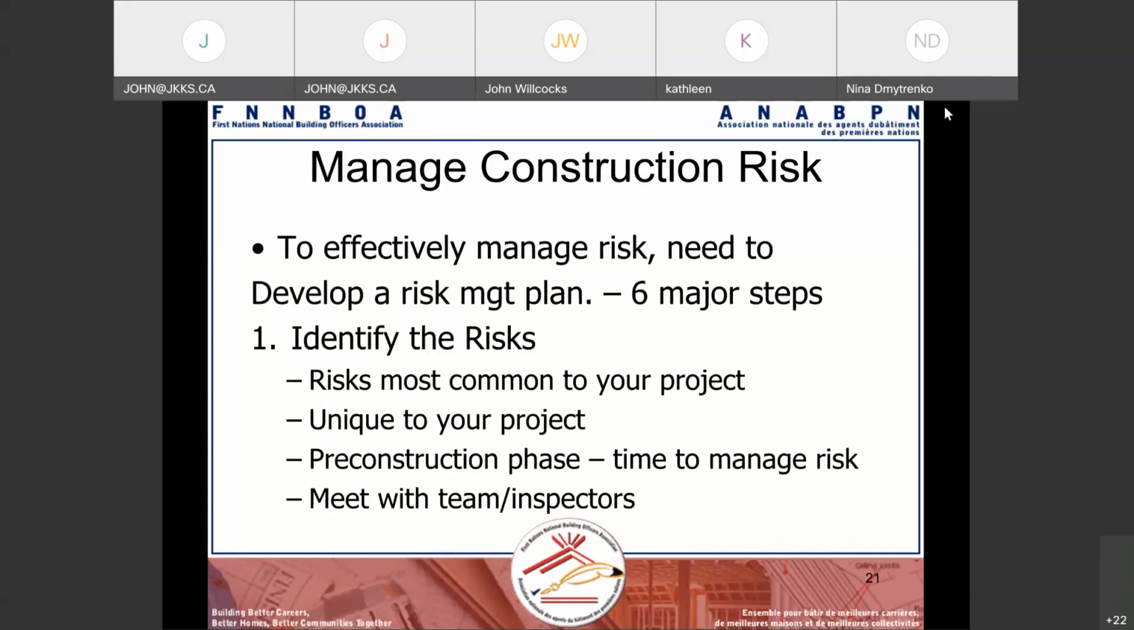So what I want to focus on is how to manage construction risk. So how to effectively manage risk? You need to develop a risk management plan. And I don't want to go into a lot of detail on how to do a risk management plan, but basically it involves risk identification, risk evaluation, there's a risk response, and there's risk monitoring and control. You can take courses on how to really dig into setting up a risk management plan.